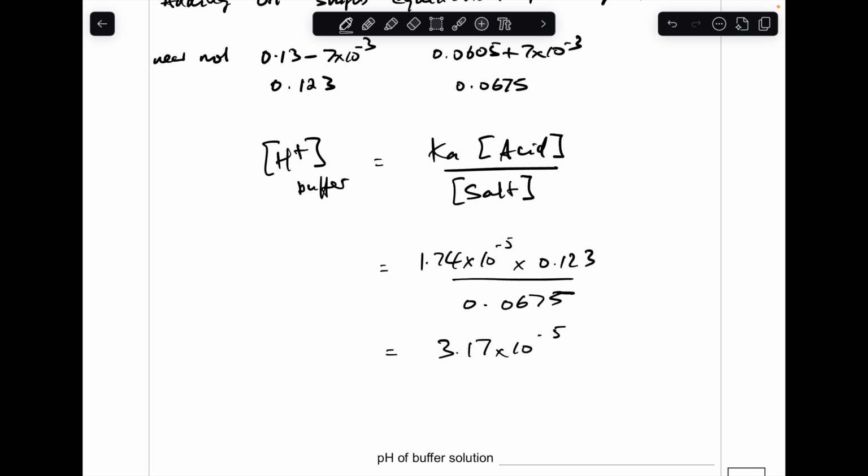So the H plus concentration for this buffer after the addition of the sodium hydroxide is 3.17 times 10 to the minus 5. Obviously that's moles per decimeter cubed. And all I need to do is just minus log that and give my answer to 2 decimal places. So the pH of the buffer is 4.50. So well done if you got that one right.